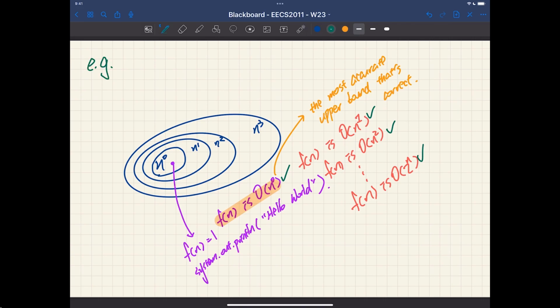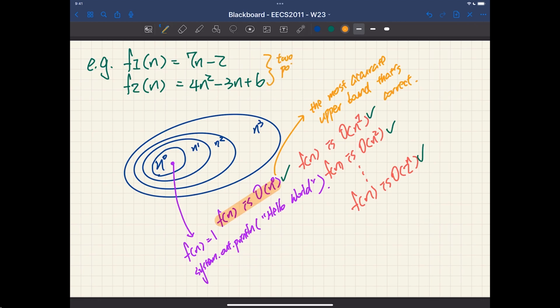Let's say f1. Okay, let's say function 1. F of 1 of n is, let's say, 7n minus 2. Okay? Let's say we got another algorithm for solving the same problem, f2. That's 4n squared minus 3n plus 6. Okay? Let's say these are the two possible solutions to the same problem.